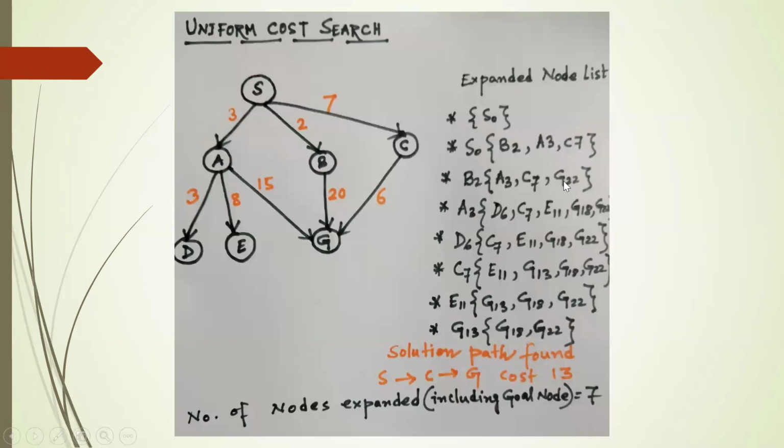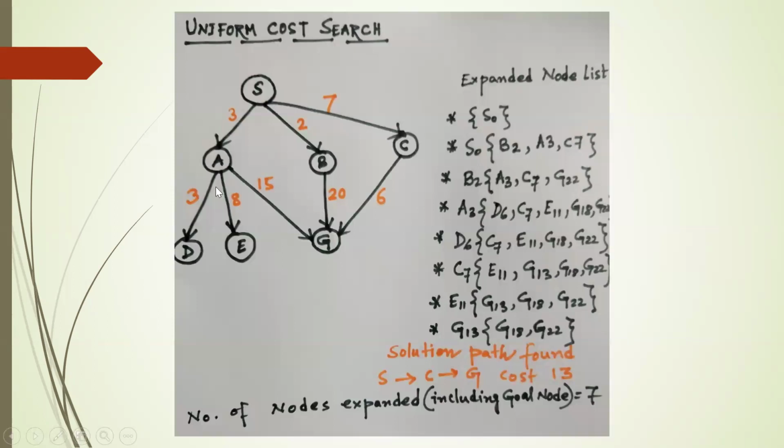20 plus 2, 22. Actually, in the previous methods, we have to stop when we reach the goal node. But here, even if we are reaching G, we keep trying to find what other possibilities are available to reach G. So the next lowest one is A3. Next we are visiting A3. What are the children of A? D, E, G. We are writing D, E, G here.